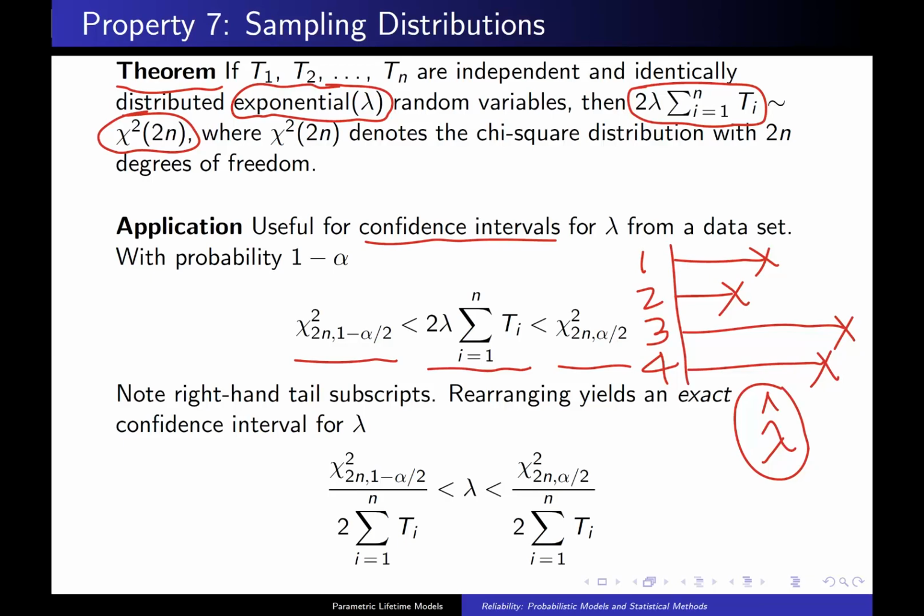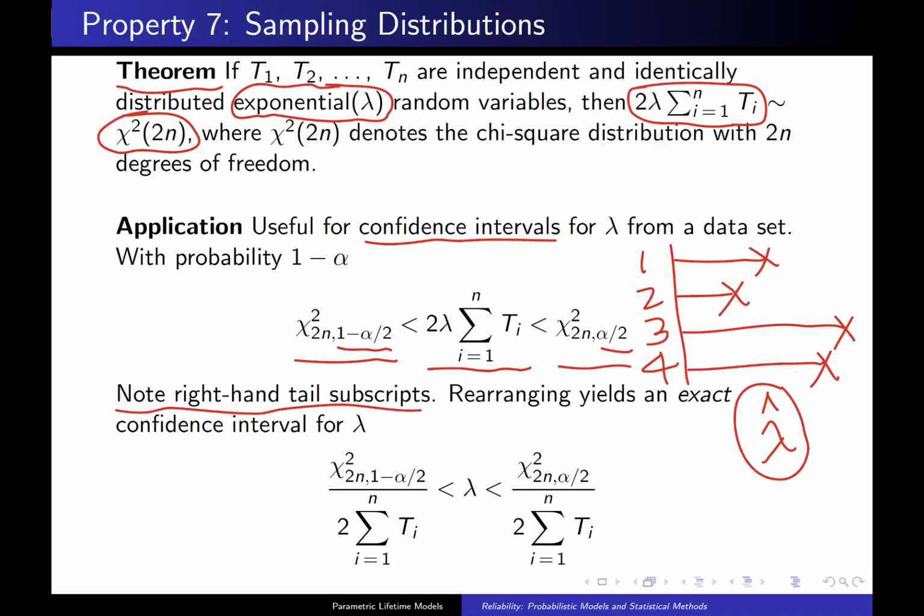Now notice that in this particular setting we are using right-hand tail probabilities here. So that's why the fractile subscript may not match what we have here. And that's this note right here.